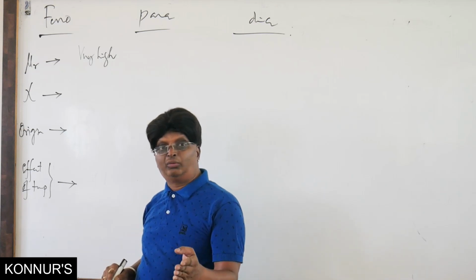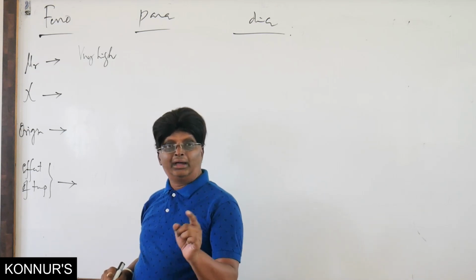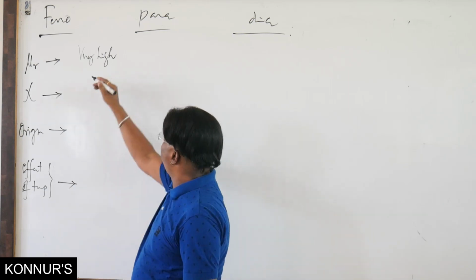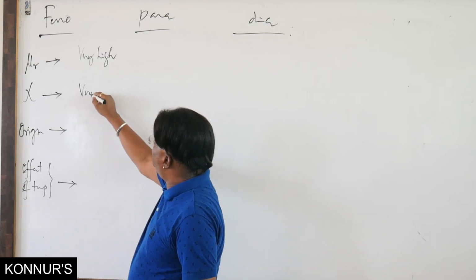Now we know that relation. What is that? 1 plus chi is equal to mu r, or chi is equal to mu r minus 1. Since mu r is very high, chi is also very high.